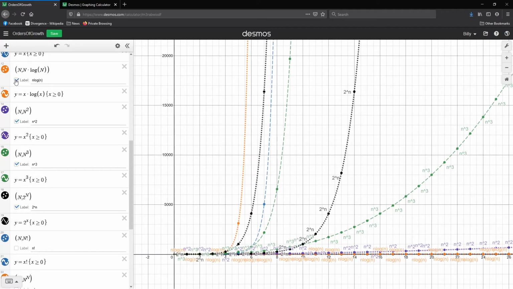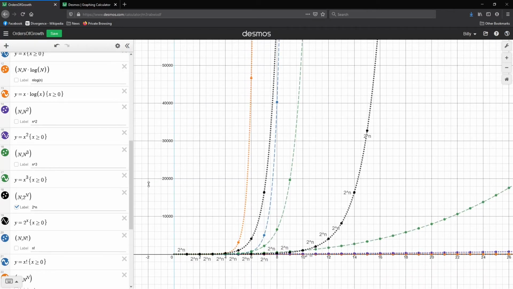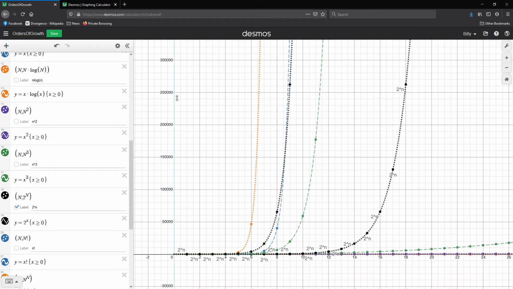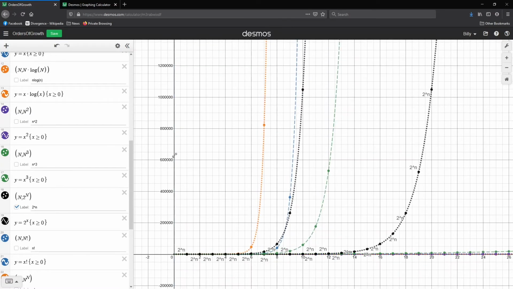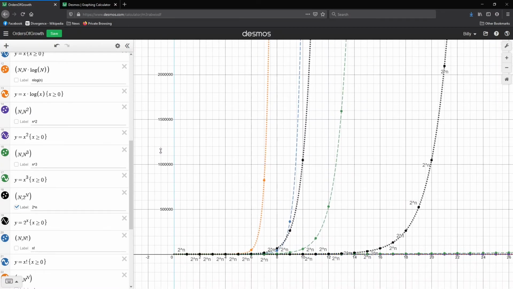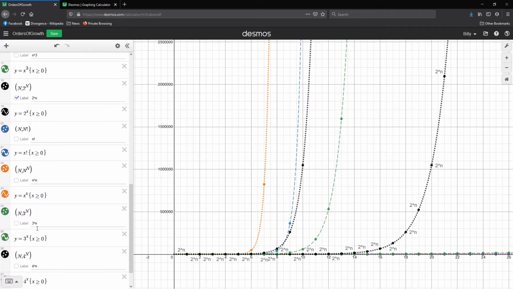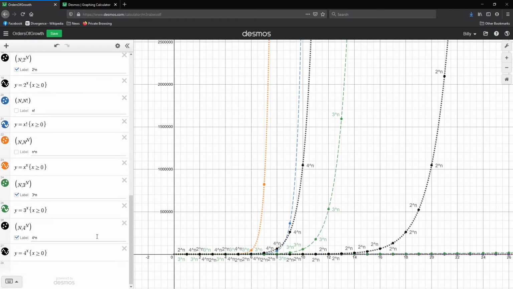So again, we're going to remove some of these earlier labels as we go up in scaling, so as to not get too confusing with all of the labels. And furthermore, we now see that the function 3 to the n right here is dominating the function 2 to the n, and 3 to the n is subsequently being dominated by 4 to the n.